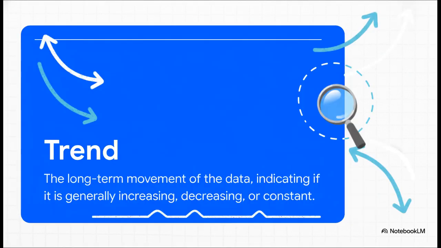First up, we've got the trend. Think of this as the long-term underlying direction of the data. Over a long period, is it generally going up? Is it going down? Or is it staying flat? For example, think about a growing company's revenue over, say, five years. That upward slope is the trend. It's the big picture view of where things are heading.